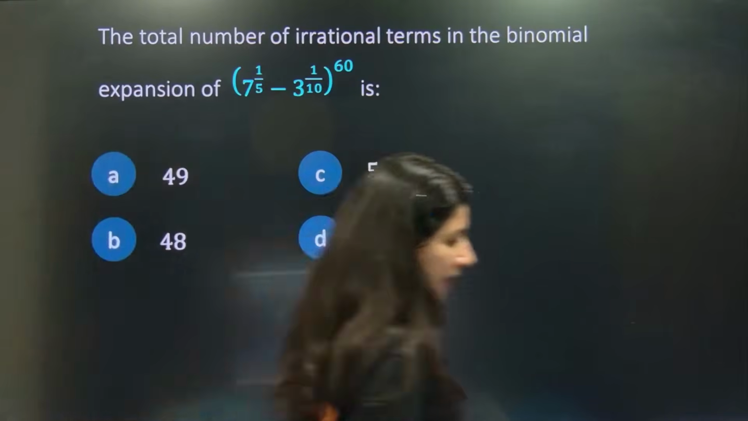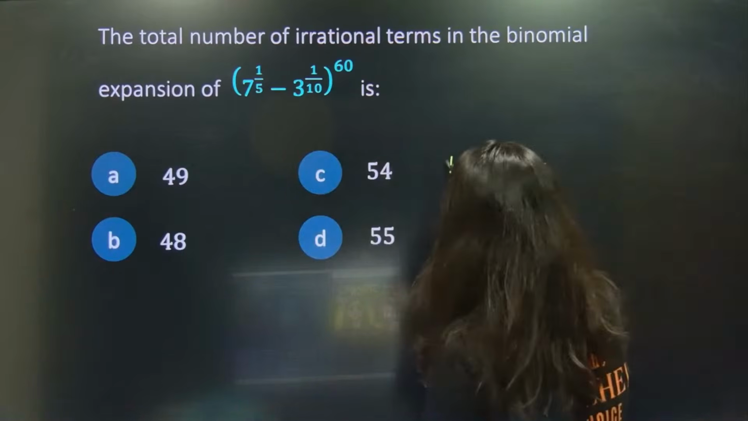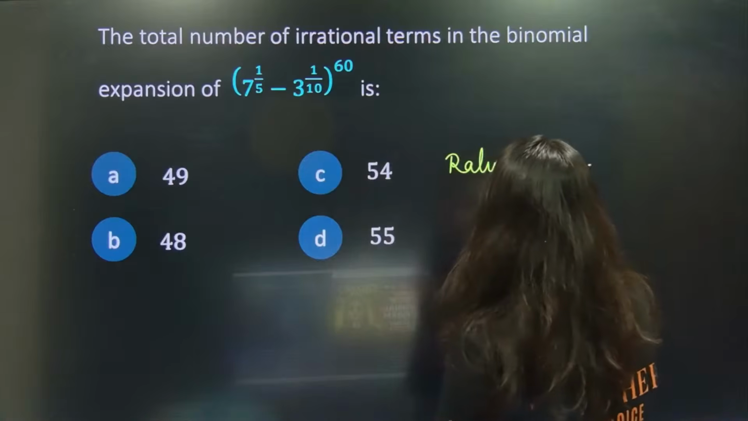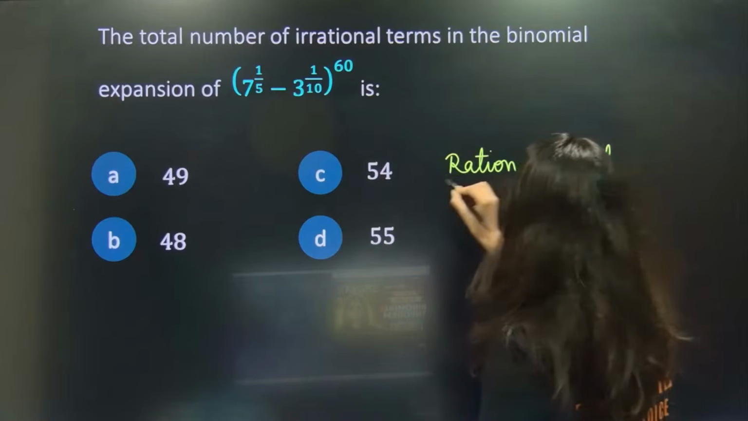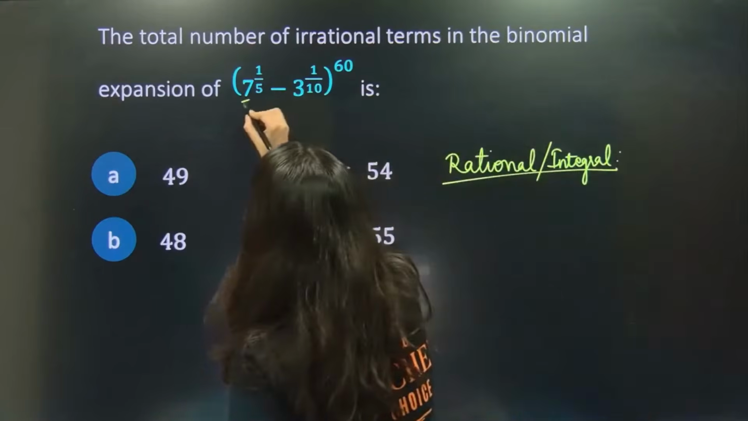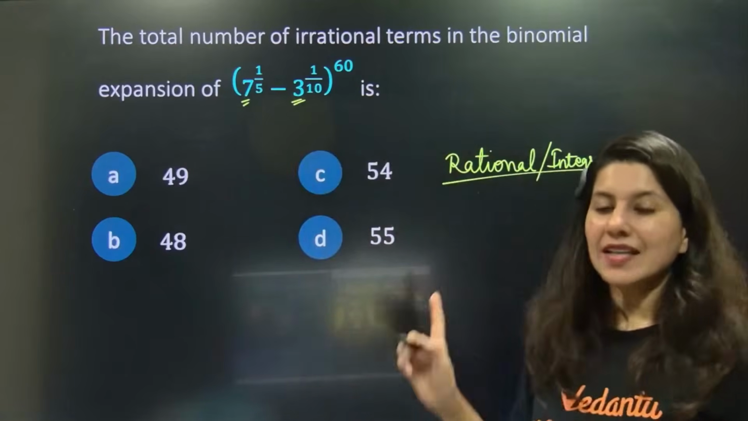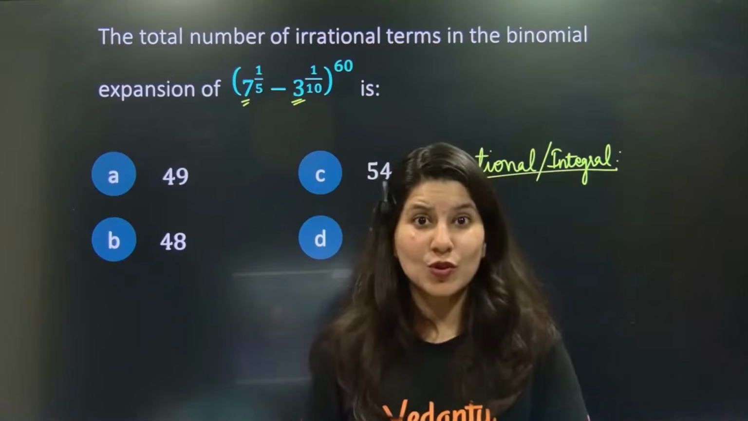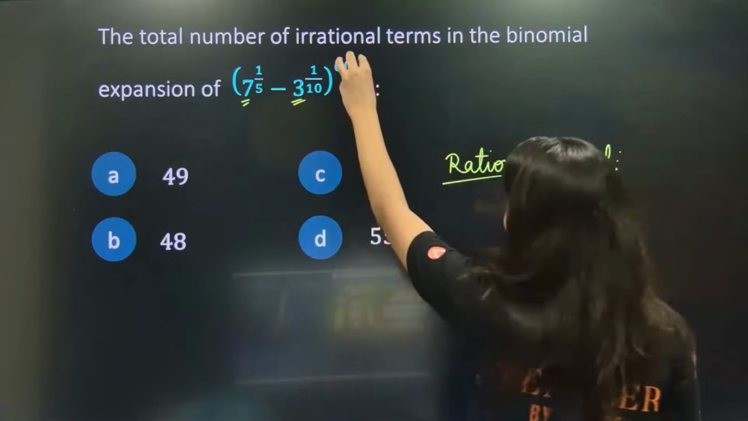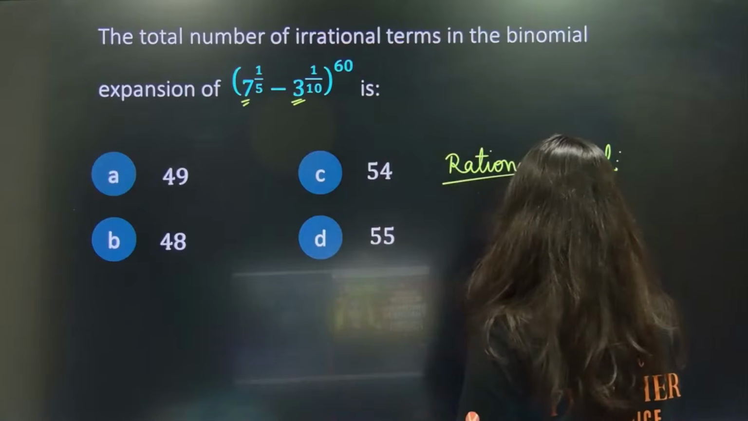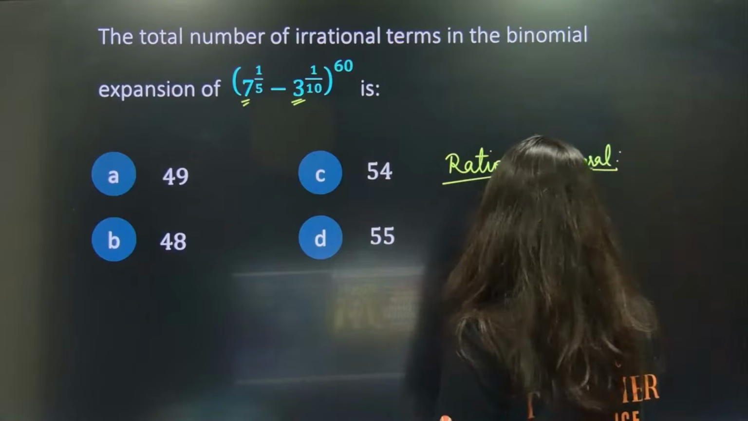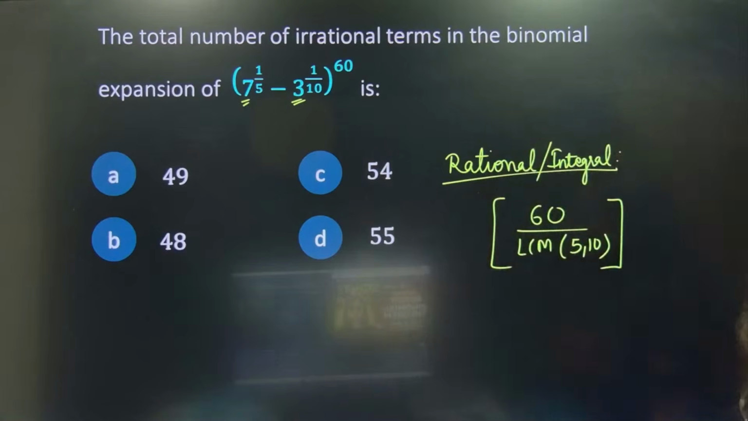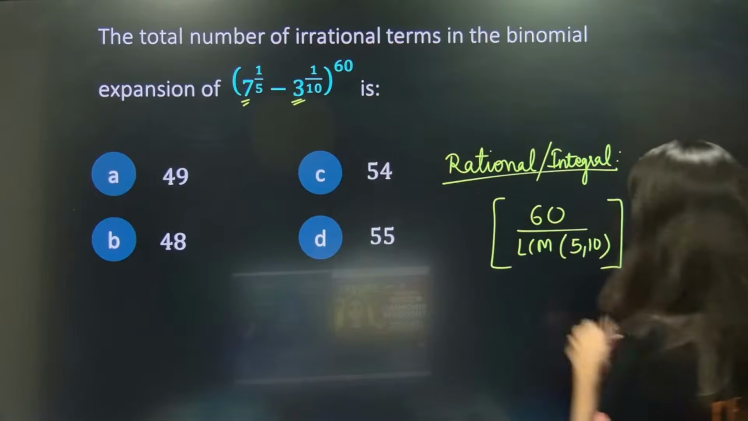The Ninja Technique says that first of all, to calculate rational or integral terms, make sure that the 7 and 3 are prime numbers. Are they prime numbers? Yes, ma'am. If not, then you have to make them prime. Now, what you have to do is 60 is there. So, 60 divided by the LCM of 5 and 10, and the GIF of this is required. Plus 1 is an optional thing that I will tell you when to do.